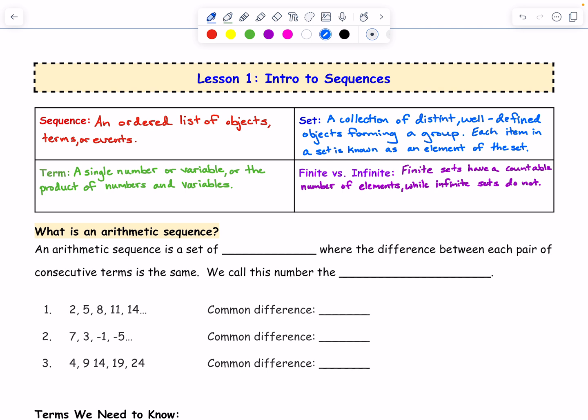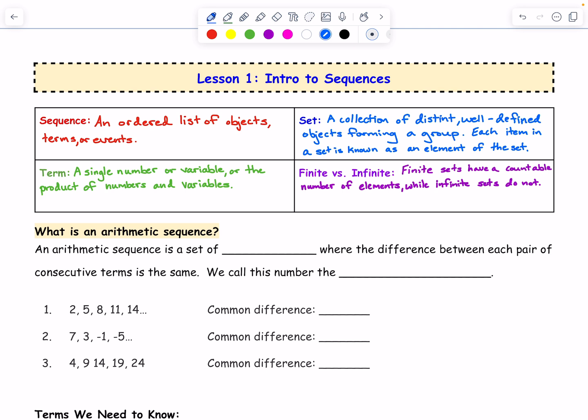A sequence is what we know as an ordered list of objects, terms, or events. A set is a collection of distinct, well-defined objects forming a group, and each item in a set is known as an element of the set. A term is a single number or variable, or the product of numbers and variables. And finite versus infinite: finite sets have a countable number of elements, while infinite sets do not.